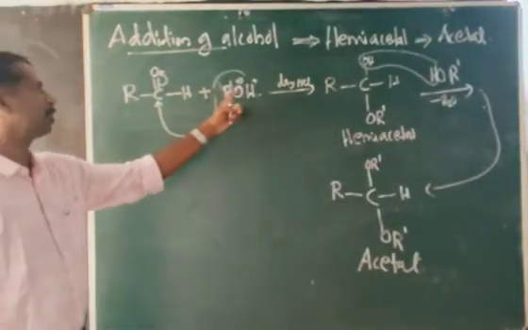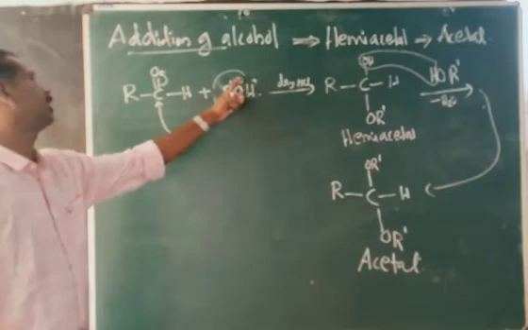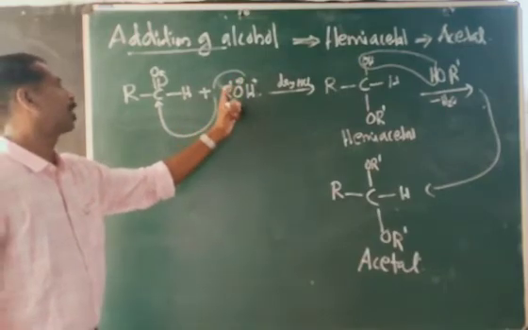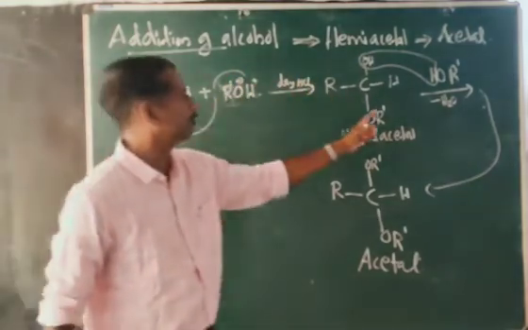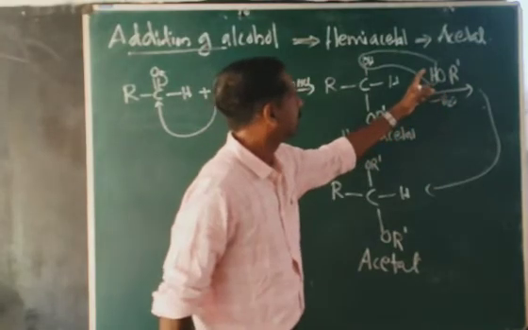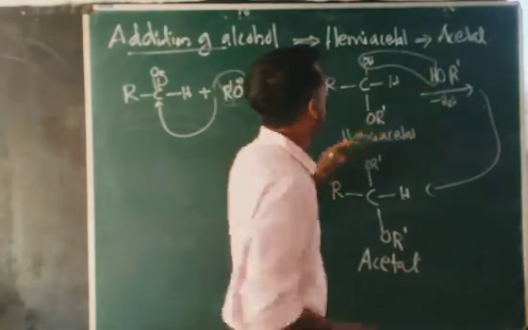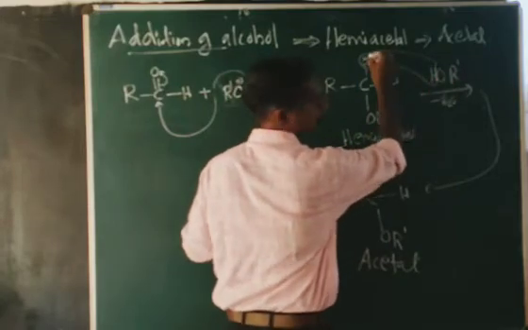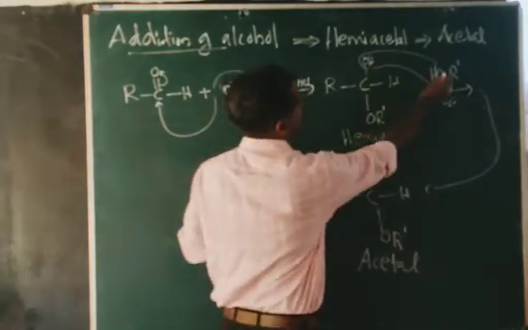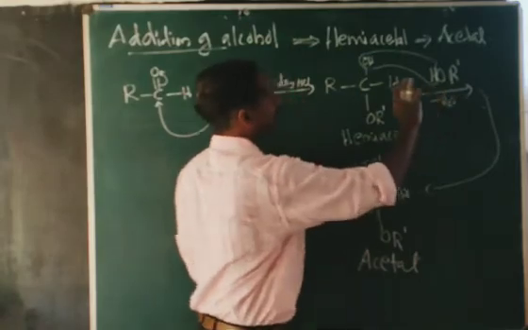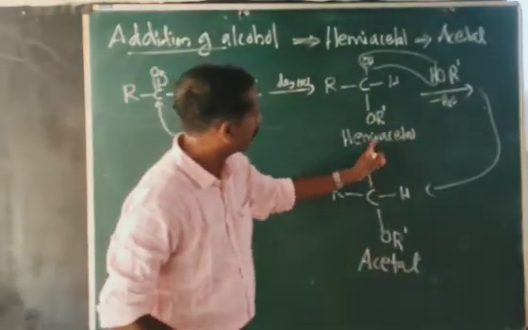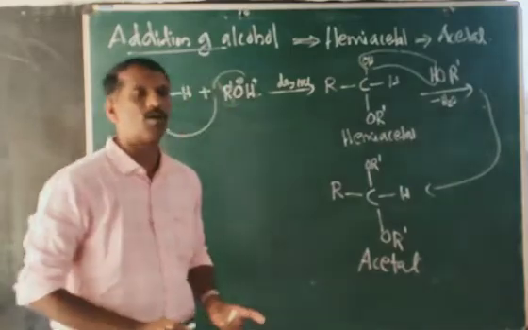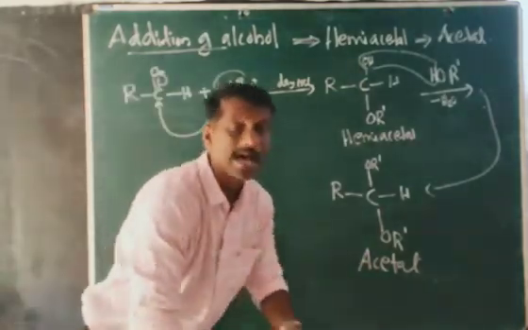So in the first step, you can see simple nucleophilic addition. The nucleophile OR' minus is attacking, and we get hemiacetal. Again, it reacts with one more molecule of alcohol. Here it is H and here it is OH, and H2O will be eliminated, and in this position also we get OR'. This compound is known as acetal.